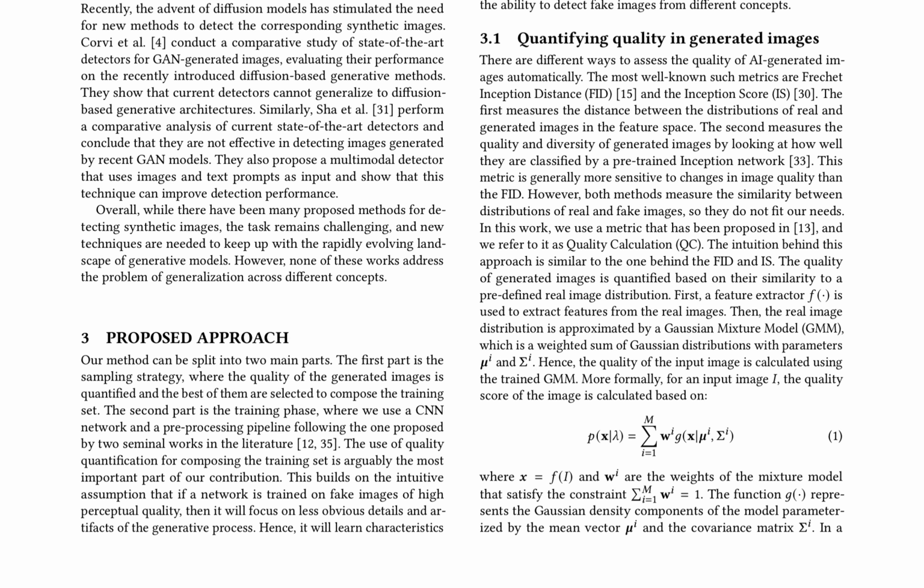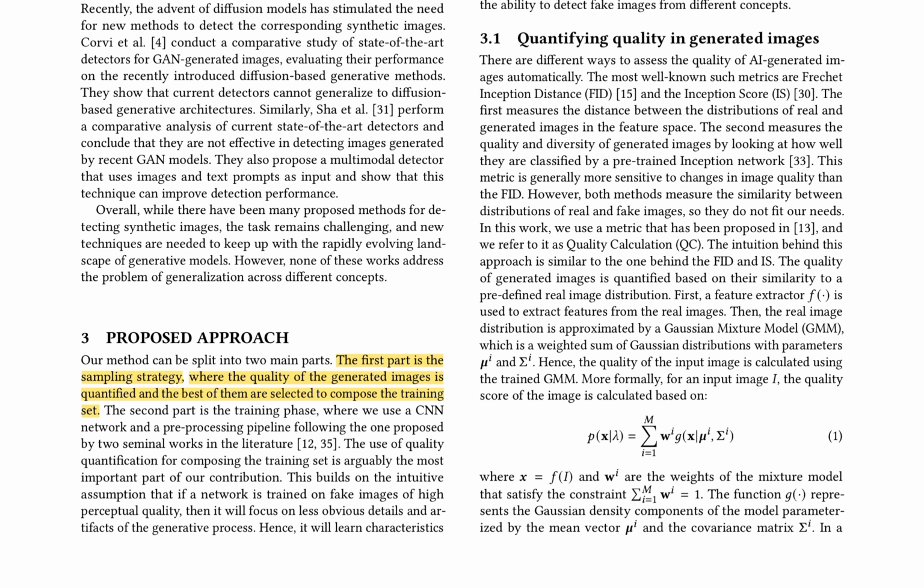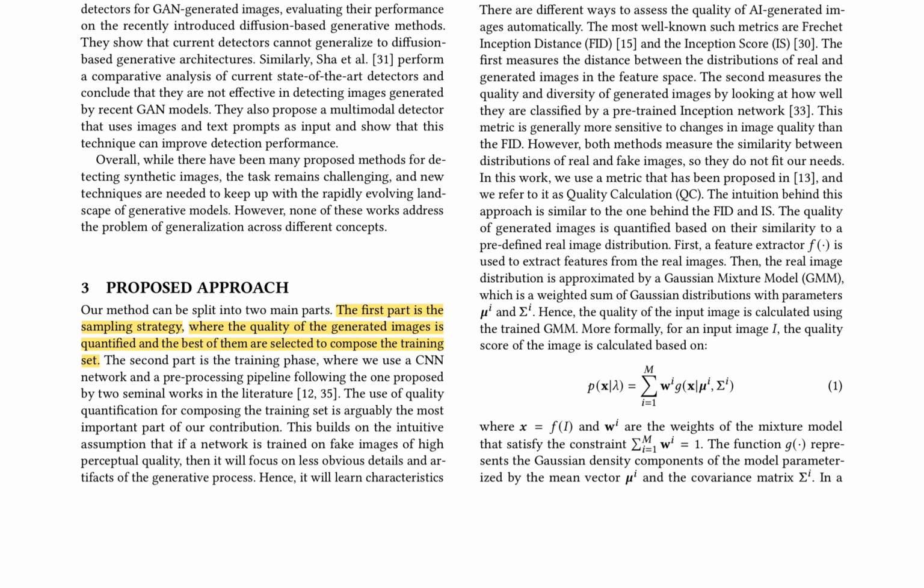So let's see. Our method can be split into two main parts. The first part is the sampling strategy, where the quality of the generated images is quantified and the best of them are selected to compose the training set. The second part is the training phase, where we use the CNN network and pre-processing pipeline following the one proposed by the two seminal works in the literature. The use of the quality quantification for composing the training set is arguably the most important part of the contribution.